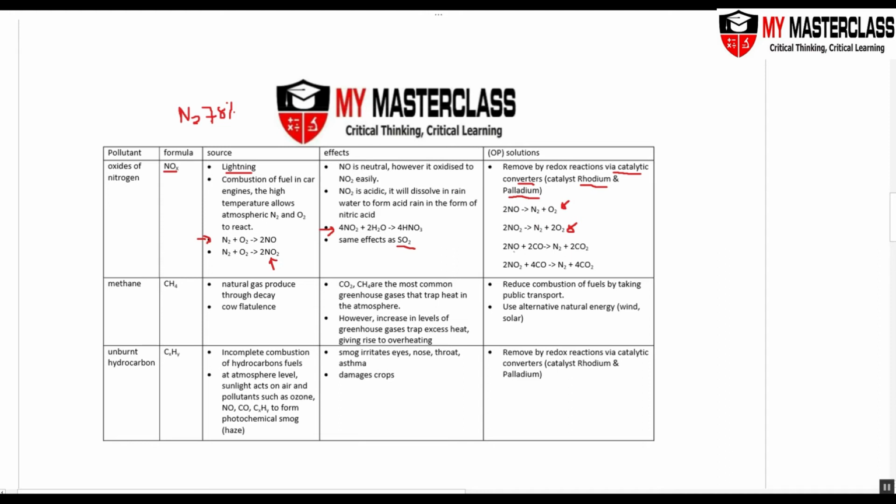NO plus CO, pollutant and pollutant, converted to N2 and CO2, non-polluting gas. Okay, NO2 plus CO give you N2 plus CO2, non-polluting gas. So just remember at the end of all your reactions, if there's carbon, it will give you carbon dioxide. If there's nitrogen, it will give you nitrogen gas, which are naturally occurring. So these are the non-pollutants. At the end of it, you just have to balance out your equation. You don't have to really memorize it.